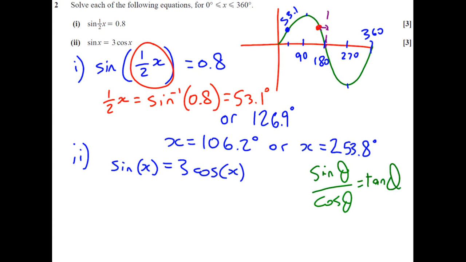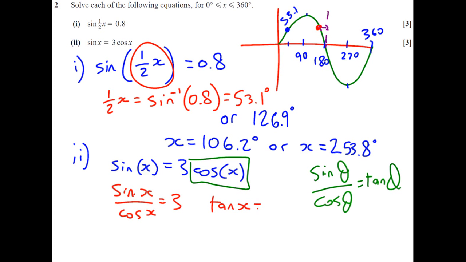Okay, so that means that you can spot that you have to divide by cos x to get sine x over cos x equals 3, aka tan x equals 3. So x equals tan to the minus 1 of 3, which you can put into your calculator. And you get 71.6 degrees. That's one answer.